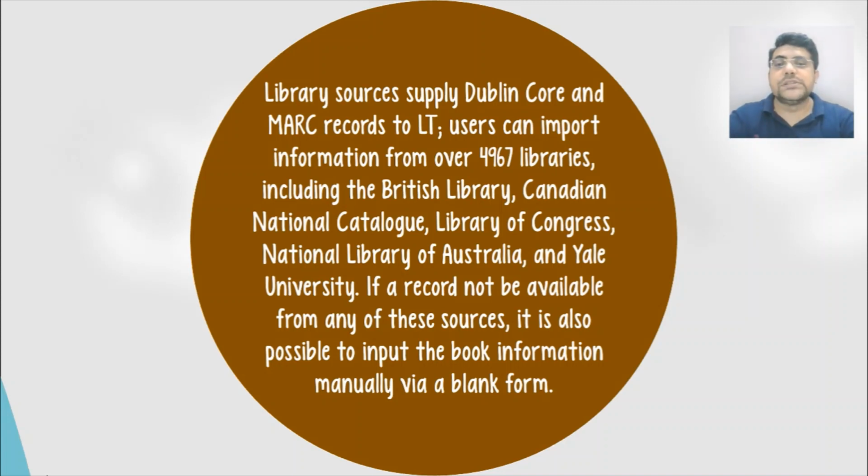If a record is not available from any of these sources, it is also possible to input the book information manually via a blank form. So both original cataloging and copy cataloging are possible, and copy cataloging can be done from over 4,967 libraries.